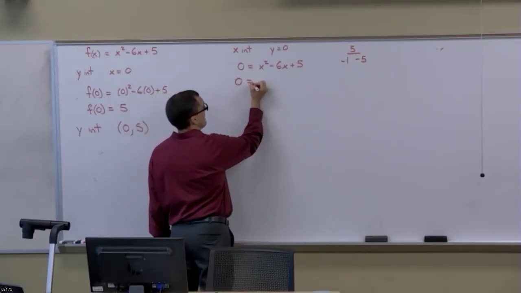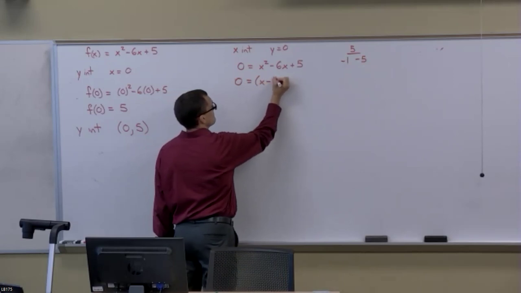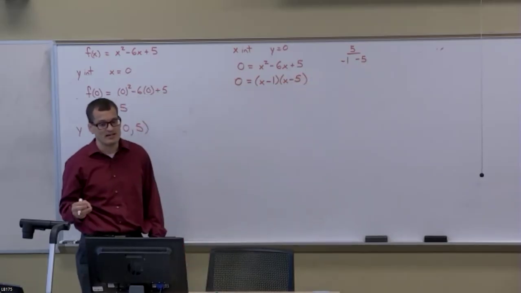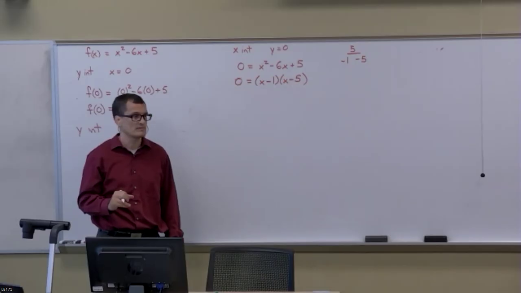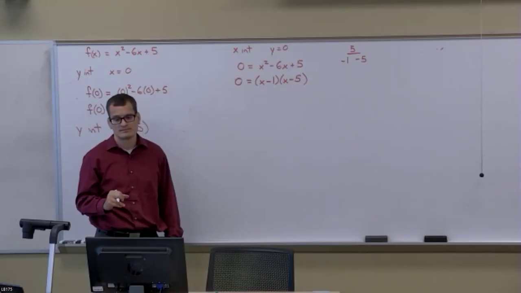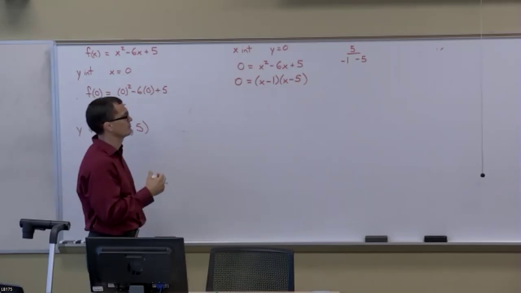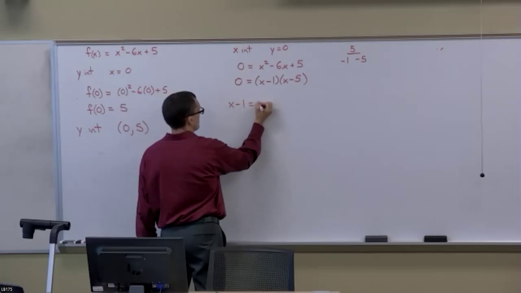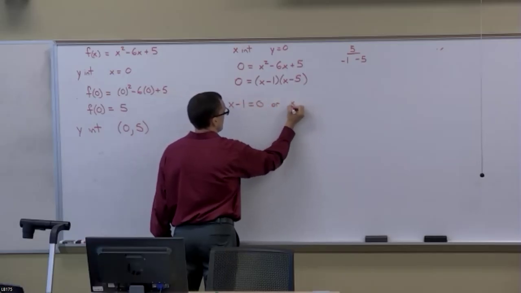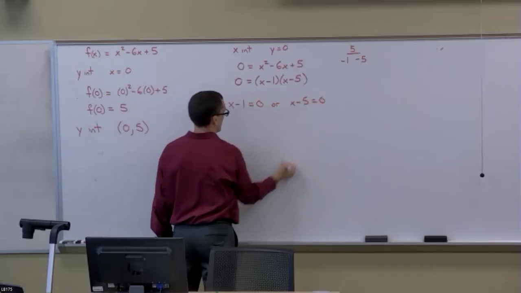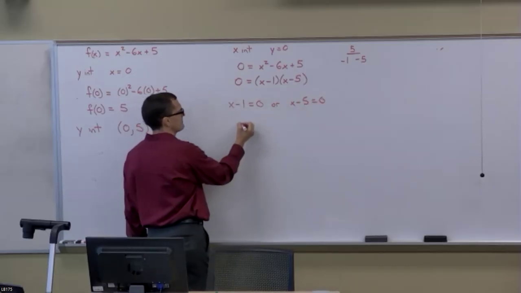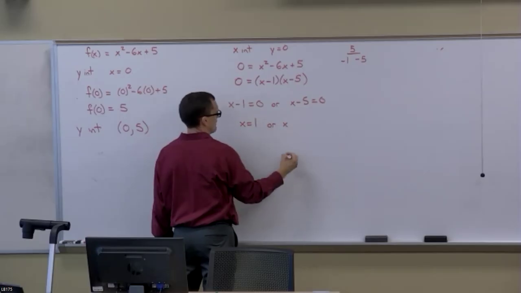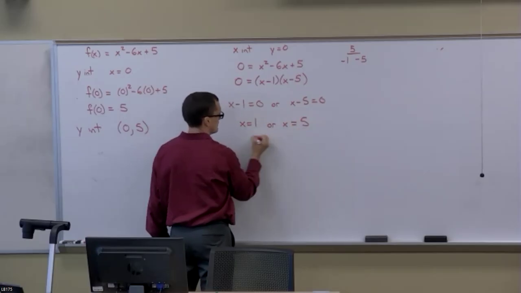So since this is factorable, this is going to be more easily done via factoring than the quadratic formula. So you get x minus 1 times x minus 5 is equal to 0. And then I set each of those pieces equal to 0. So either x minus 1 is 0 or x minus 5 is 0. On this one, I'd add 1 to both sides, so x equals 1. On this equation, I'd add 5 to both sides, so x is equal to 5.